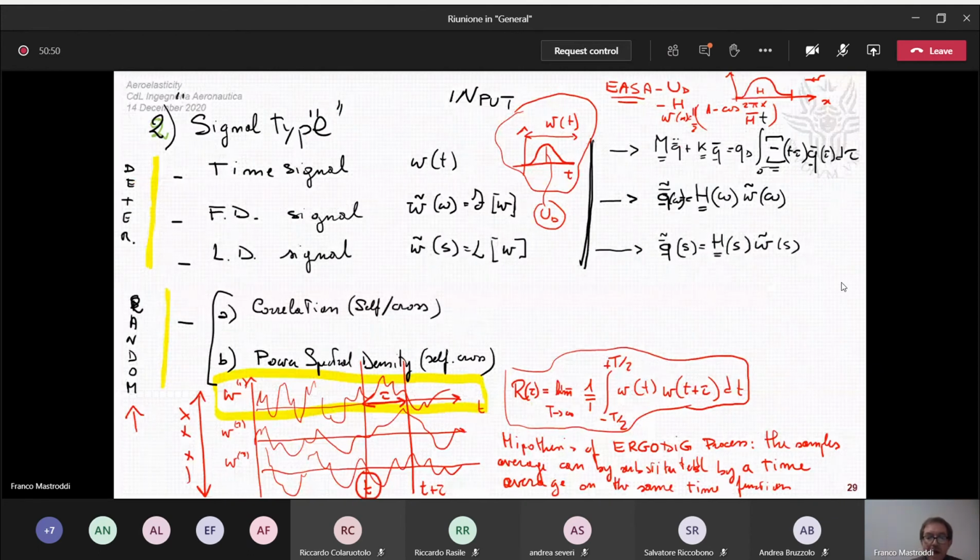Note that this integral is very easy to compute, and this function is a regular function. This function of tau is representing the average of your random process.